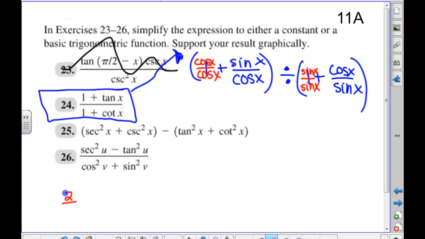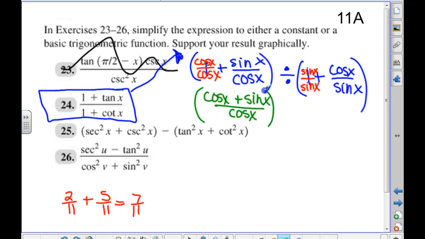Quick review again. Lizzie and I just talked about this. 2/11 plus 5/11, you add the top, keep the bottom. You just keep the bottom once, right? Yeah. So this becomes cosine plus sine, all over what? Cosine. Can we just cancel those cosines and be done with it? No, there's glue on the top with that adding. I hate glue. I like tape more.